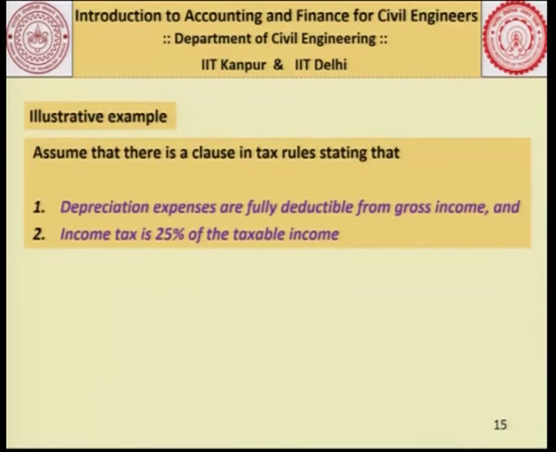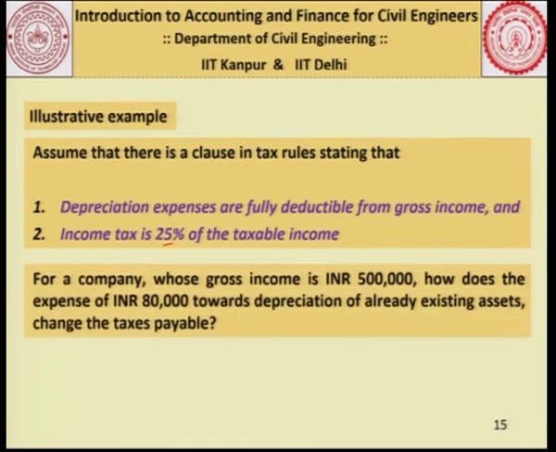Taking another example, if for example depreciation expenses are fully deductible from gross income, if there was another provision like this and the income tax slab is again 25% as in the previous example, and we have a situation where by use of equipment there is an expenditure of 80,000 towards depreciation of already existing assets, how does that change the taxable income and the taxation?